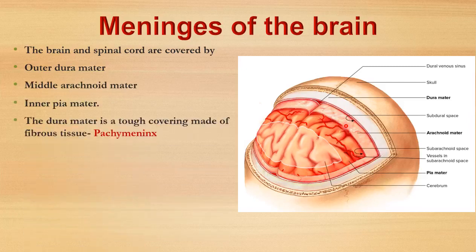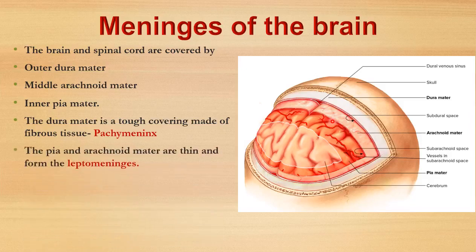Okay, so the Dura Mater, compared to the other two coverings, is very tough and made up of collagen fibers. Due to its toughness, it is also called the pachymeninx. Whereas the Arachnoid Mater and the Pia Mater are thinner coverings and they are together called the leptomeninges, or leptomeninx in singular.